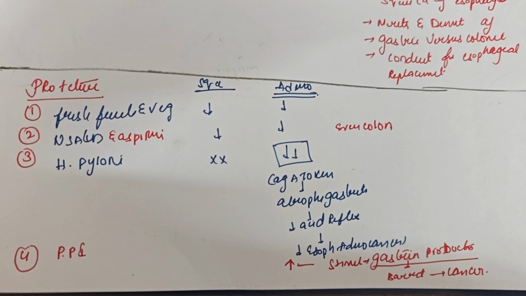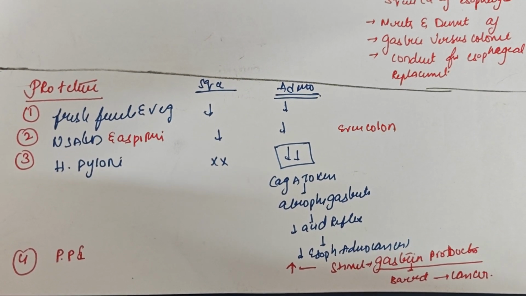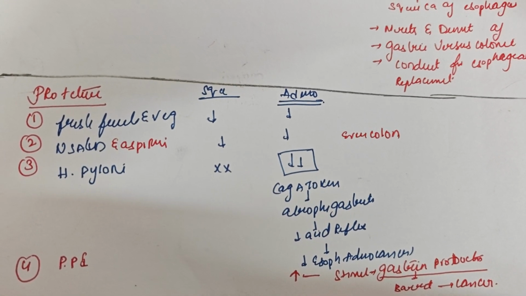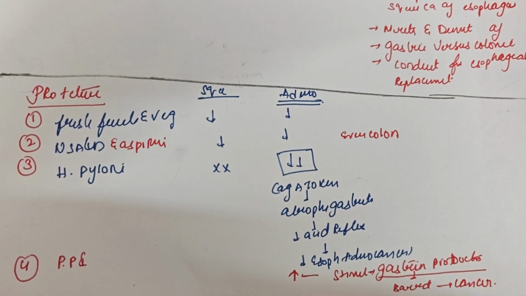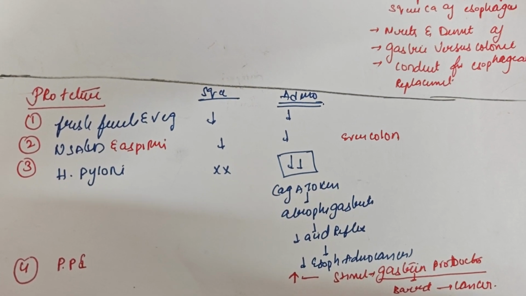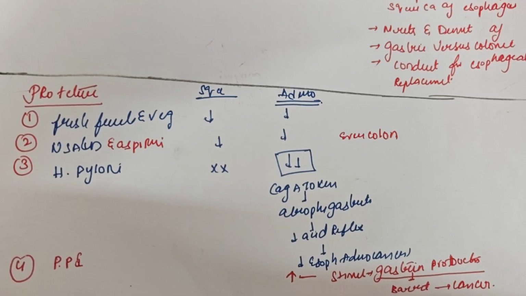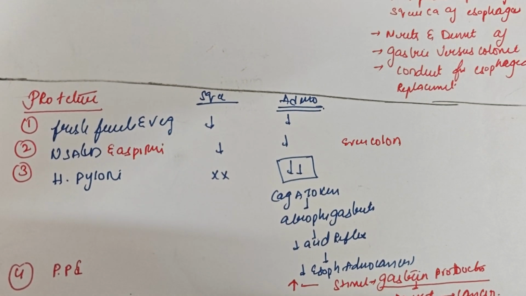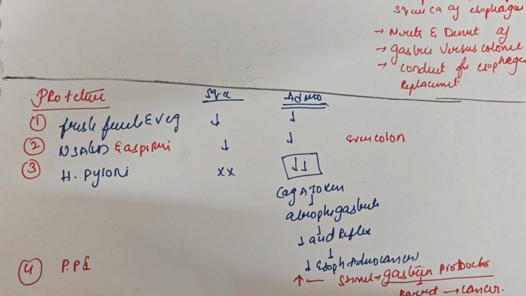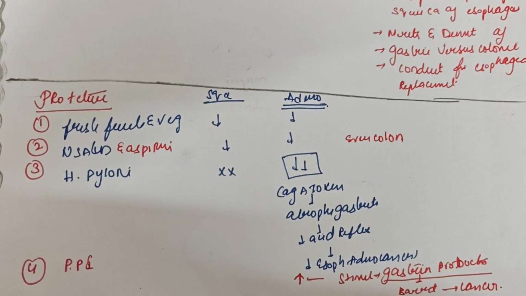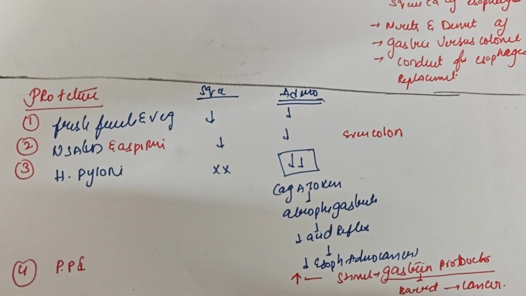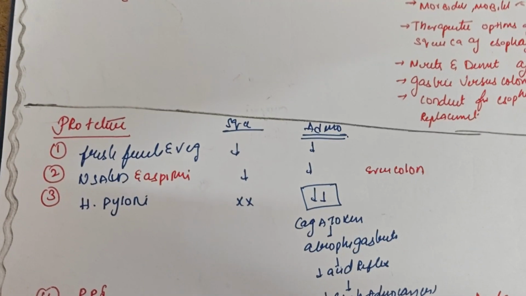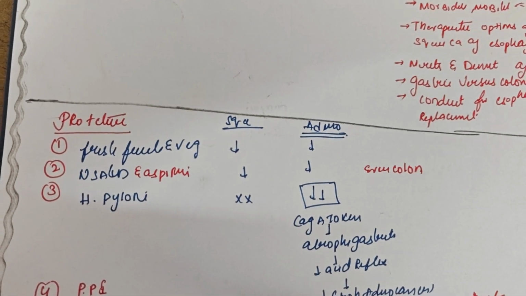Now, how do PPIs act? The proton pump inhibitors increase the stimulation of gastrin production. Once there is increased gastrin production, they ultimately lead to Barrett's esophagus, and then ultimately cancer forms. So that's how PPIs increase adenocarcinoma.